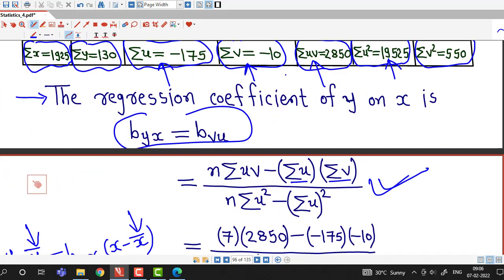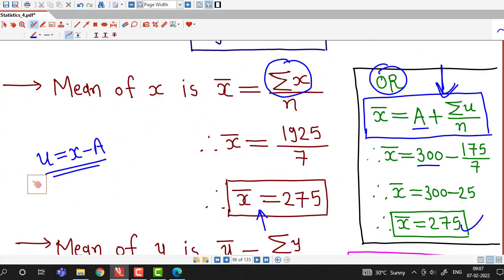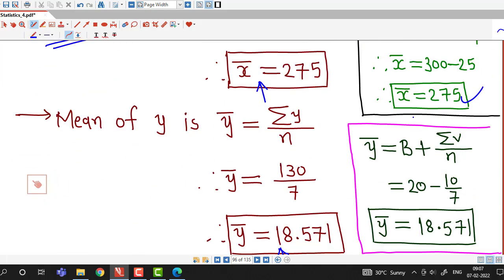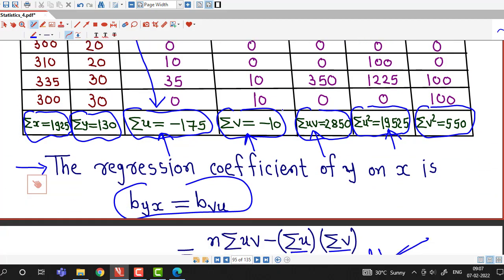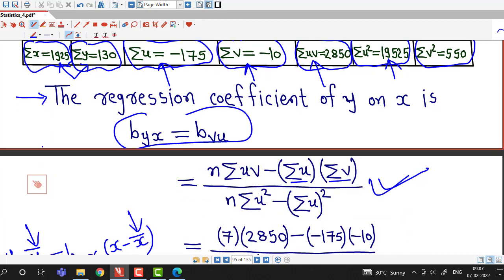Sigma x is not required anywhere. So we can use this shortcut formula for mean of x. Similarly, mean of y can be obtained by this shortcut formula, b plus sigma v by n. So here also, if we use this formula for mean of y, we don't have to calculate sigma y. So that will save our time. If we are using those two shortcut formulas for mean of x and mean of y, we don't have to calculate these two summations, sigma x and sigma y.